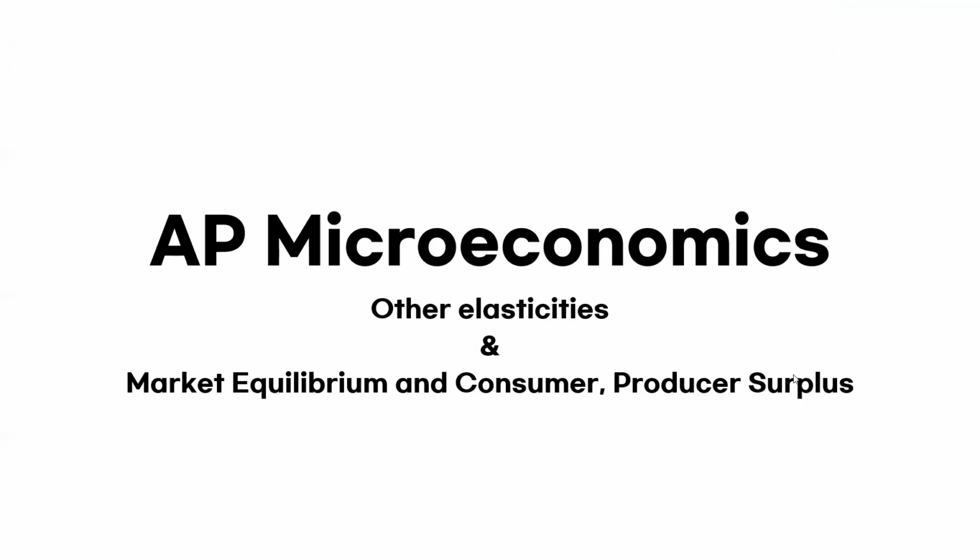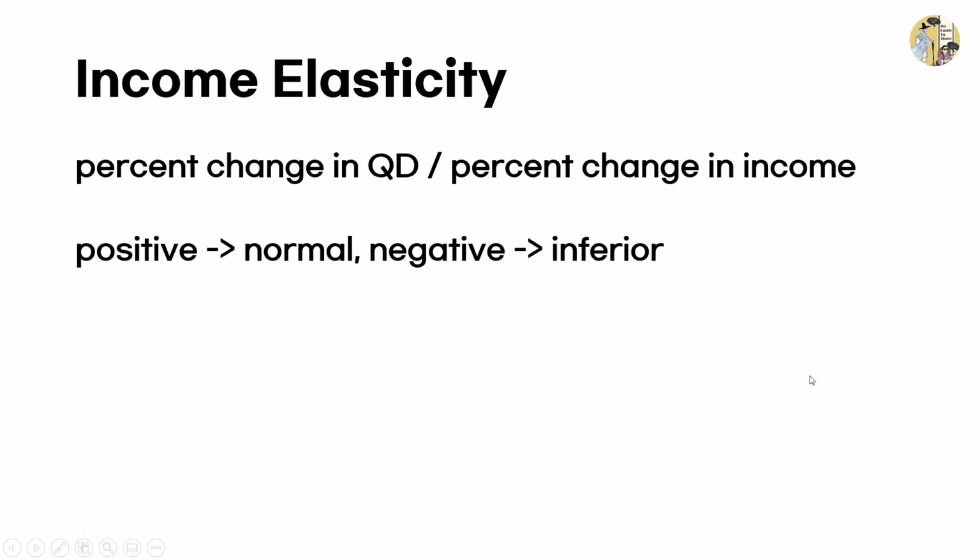So let's begin. First of all, we are going to take a look at two types of other elasticities. The first one is income elasticity, and it is basically asking, will the quantity demanded drop or increase when there is a change in your income? So basically, are you going to buy more of this good or are you going to buy less of this good when your income increases or decreases? How to calculate it, you see above. Divide the percent change in quantity demanded by the percent change in income.